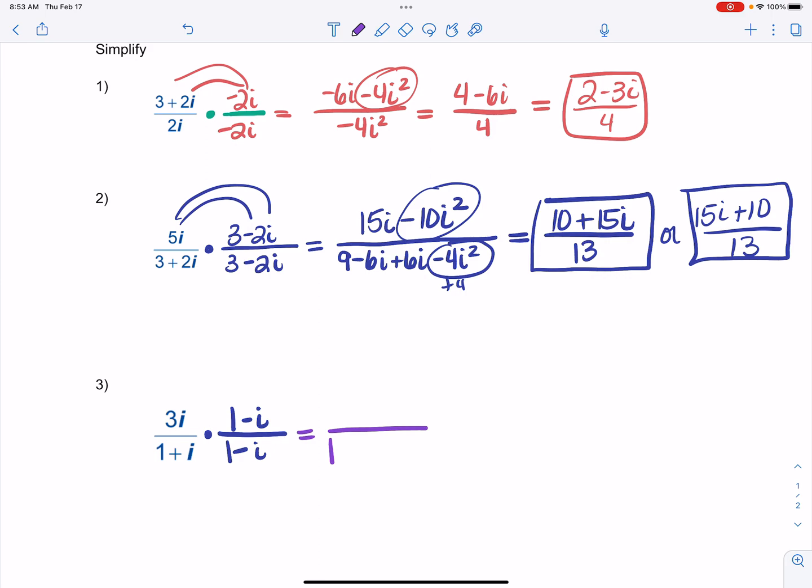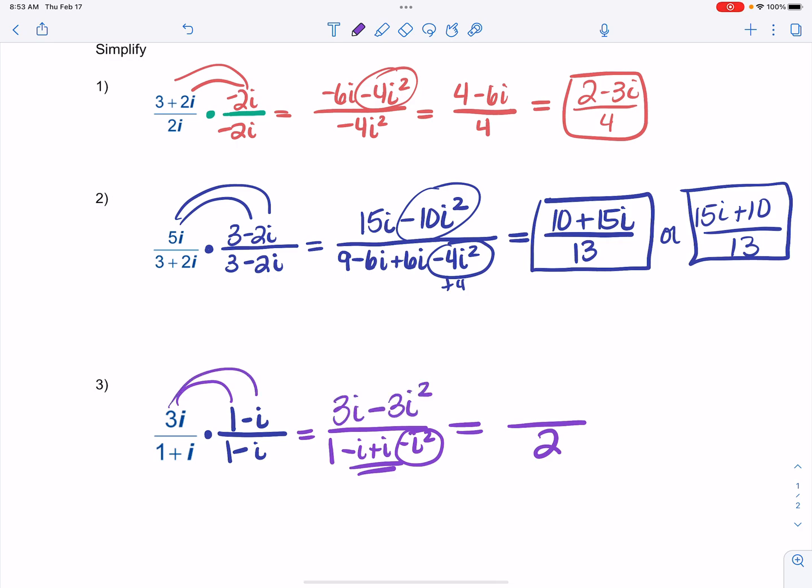So 1, and then I would do minus i plus i minus i squared. Those cancel, and this is a -1, so that would be 1 plus 1, which is 2. And then I'm going to multiply the top, so I get 3i minus 3i squared. Okay, a minus 3i squared is a -3, so that's going to be a +3. So the top becomes 3 plus 3i. And nothing is divisible, so I would just leave it like that.